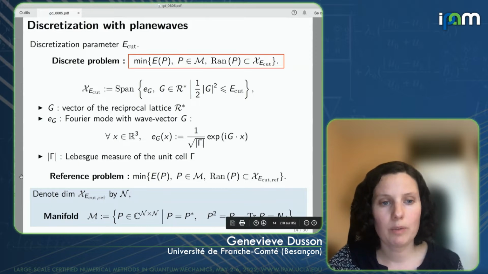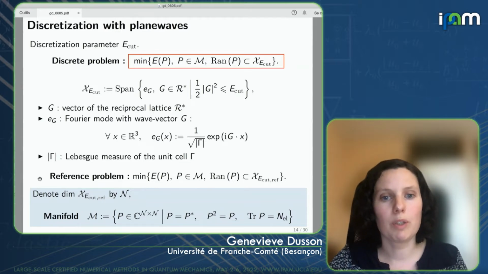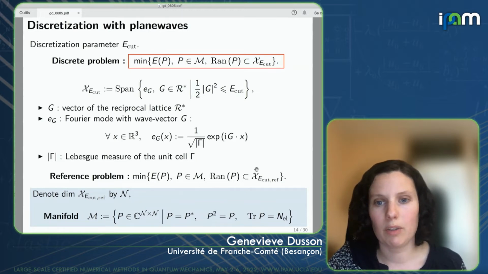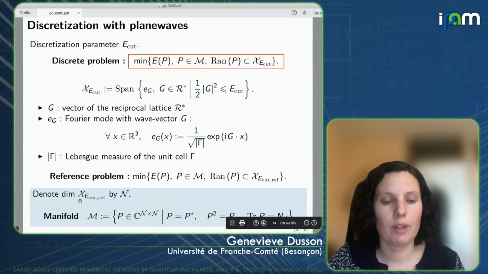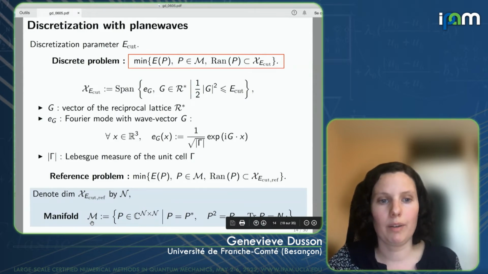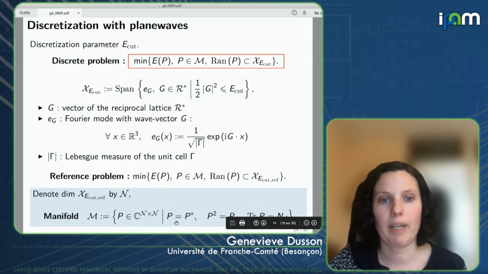And so to simplify the analysis, we will consider a reference problem that is also discrete. The reference problem, which we'll consider as the ground truth, will be the solution to this minimization problem, where we take here an energy cutoff that is way larger. And so in the end, if we denote the dimension of this fine space by a capital N here, then the constraint manifold is the space of P that are matrices and which are orthogonal projectors of rank the number of electrons in the system.